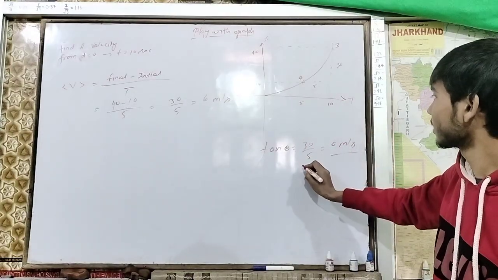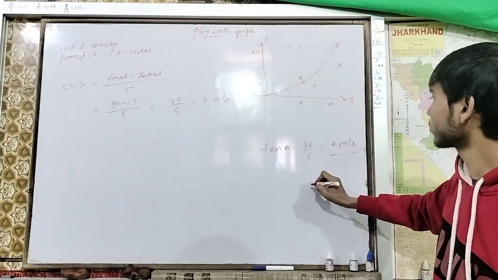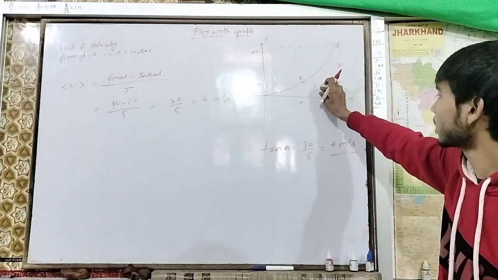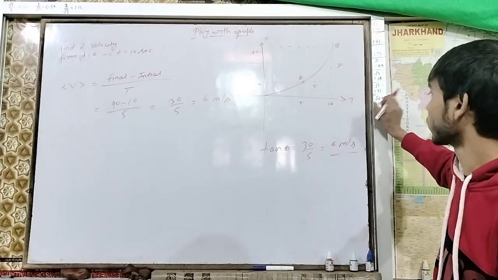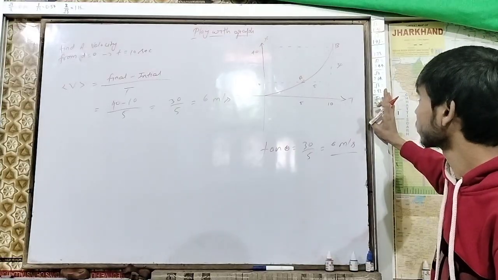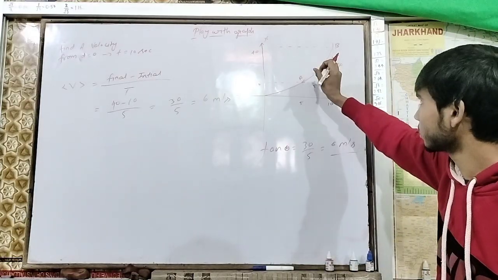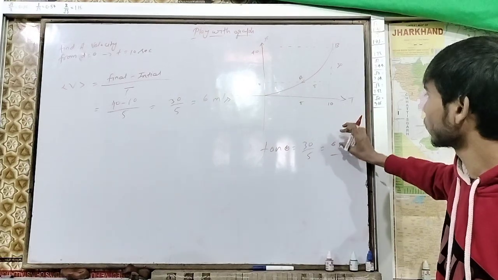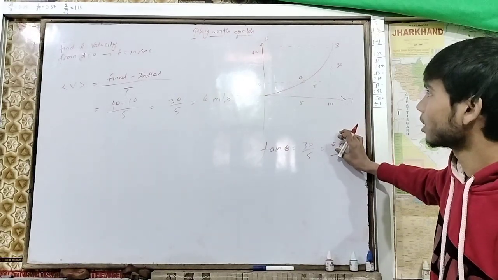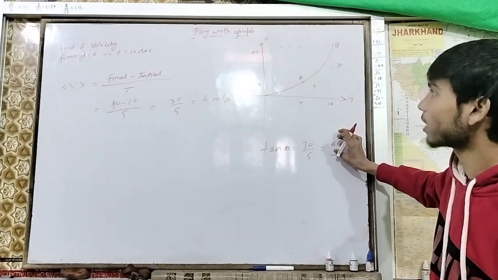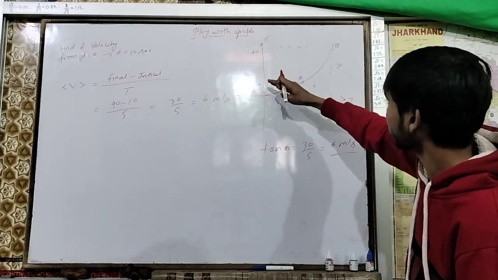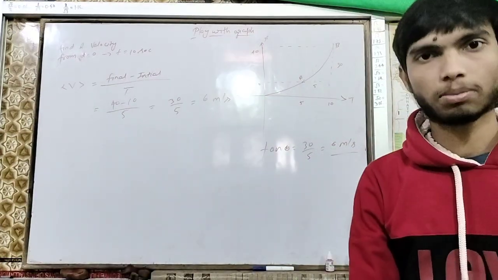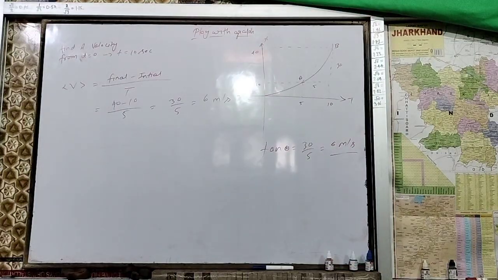So how did we write this 30 upon 5? This is perpendicular upon base. That is how we wrote 30 upon 5. To calculate this hypotenuse, the hypotenuse is this much. With this much velocity, this particle was moving from here till here. This is the meaning of 6 meter per second.